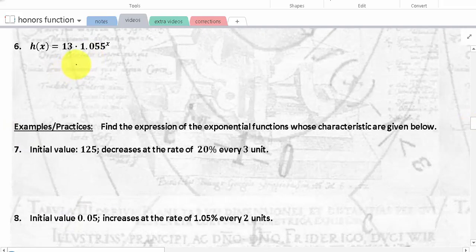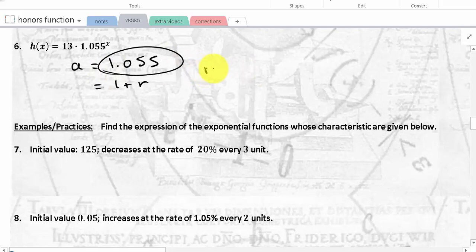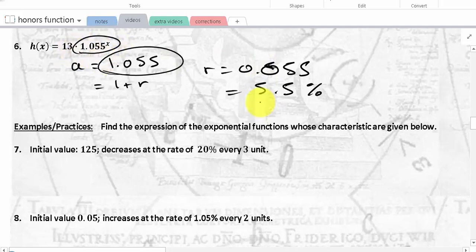So number 6, what is a? A is 1.055 and this is supposed to be 1 plus r, right? So if you subtract 1 from that, you find r equals 0.055, which is 5.5% divided by 100, right? And so this function describes an increase at the rate of 5.5% every 1 unit. All right, this is very important, every 1 unit.